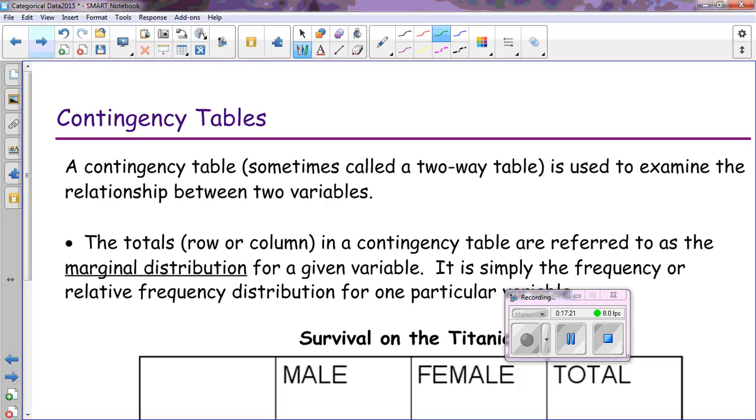Again, they're sometimes called two-way tables. I more often than not will call them a contingency table, though. And if you notice, it is a relationship between two variables. In the pie chart and the bar chart that we've done up to this point, how many variables were we measuring at once?